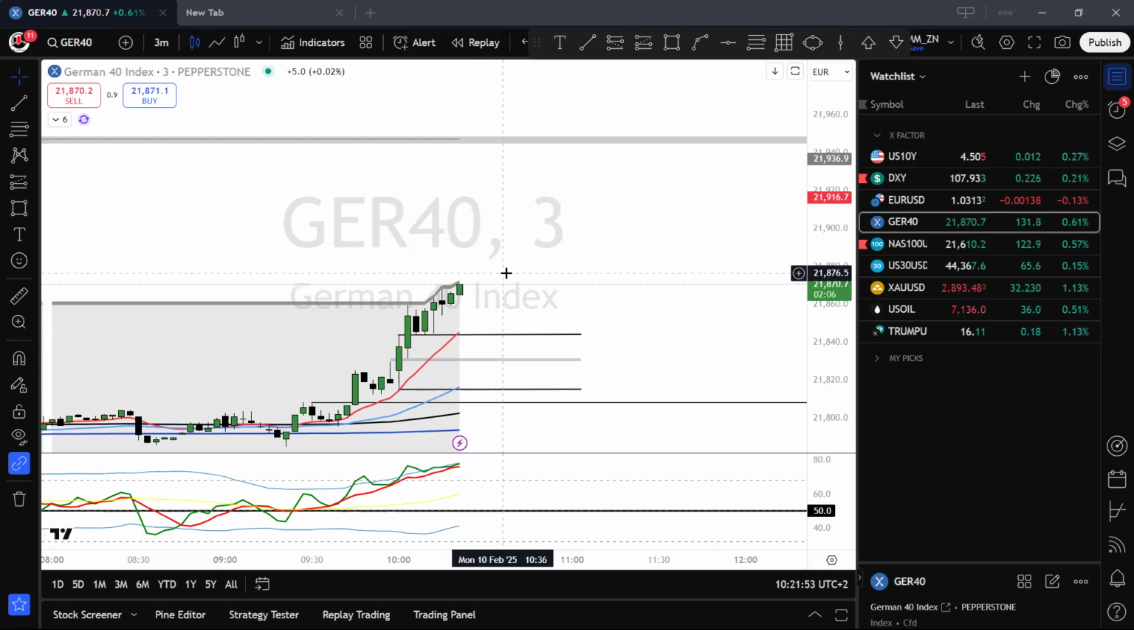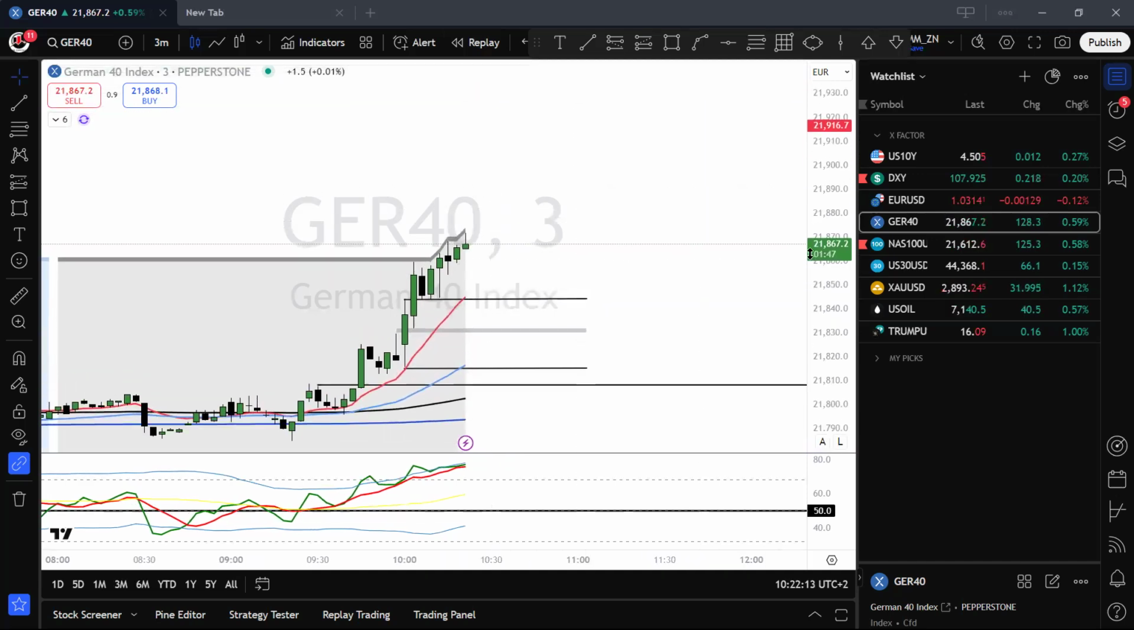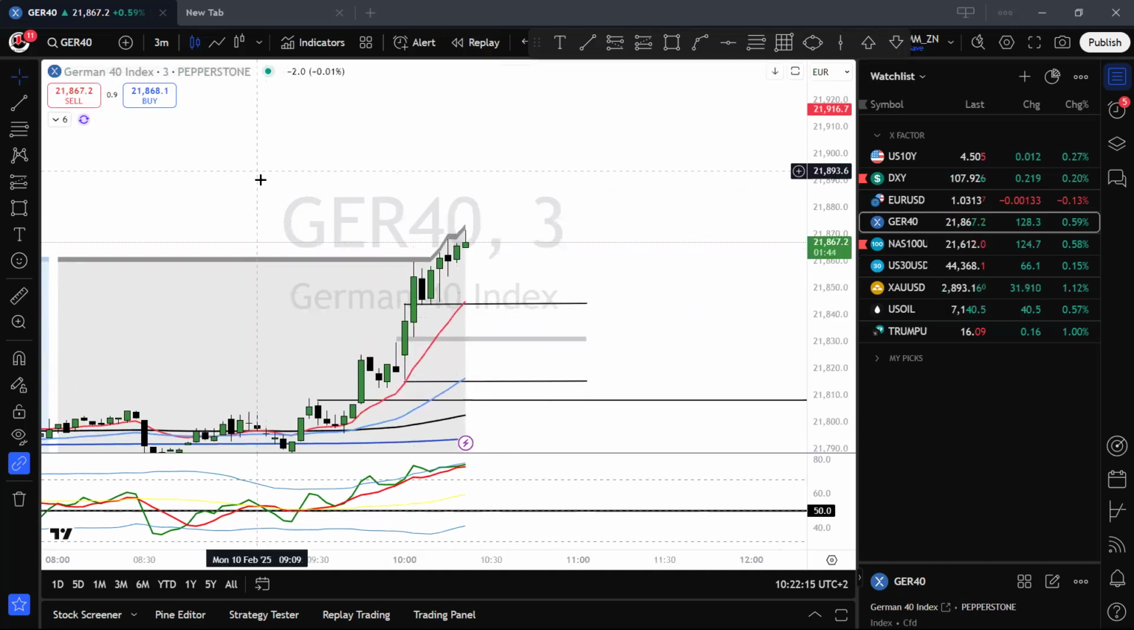Right. And again, one thing about German theater, usually when it's trending, once it picks a direction, it just goes. So let's see what happens. Are they going to give us a chance to enter this trade, or are they just going to get to the TP area without retracing? So let's wait and see. I would love to get a retracement though and a continuation.